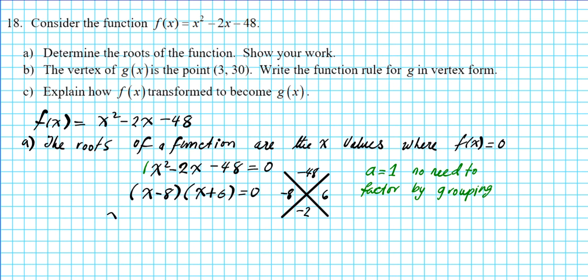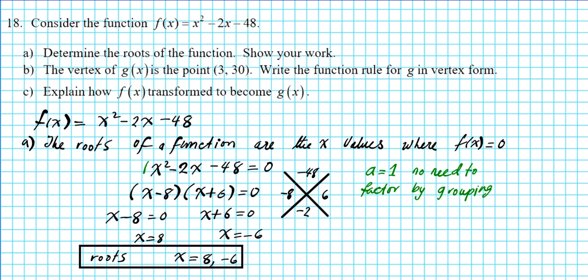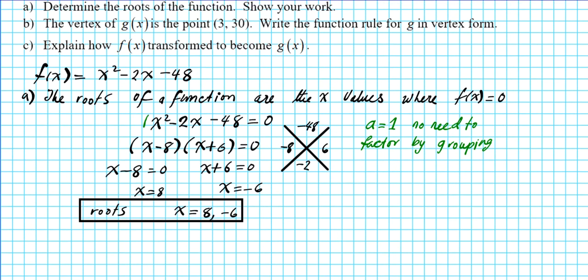Using the zero product property, we'll set both factors equal to 0 and then solve. Okay, if we solve the first one, we have x equals 8. If we solve the second one, we have x equals negative 6. So our roots are x equals 8 and negative 6. So that's the answer to question 18a.